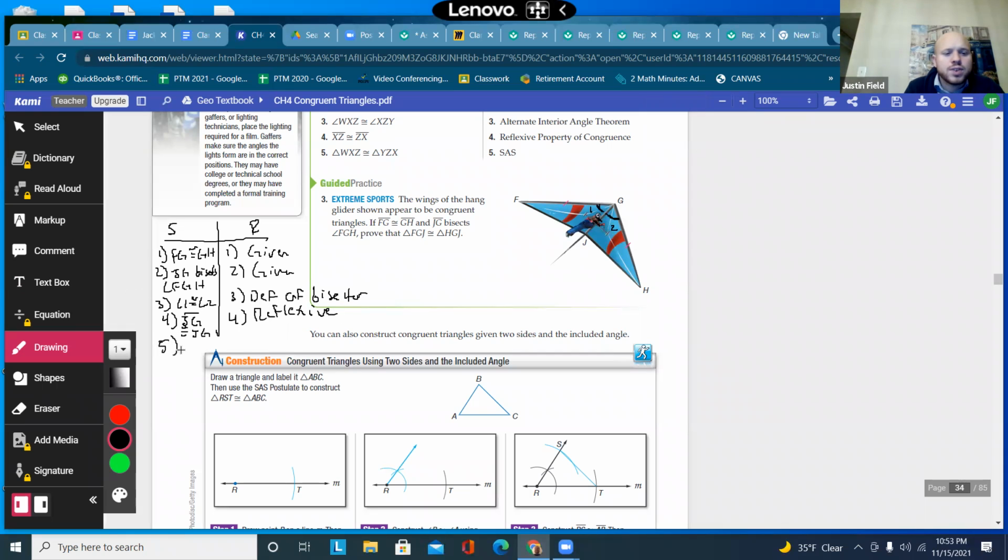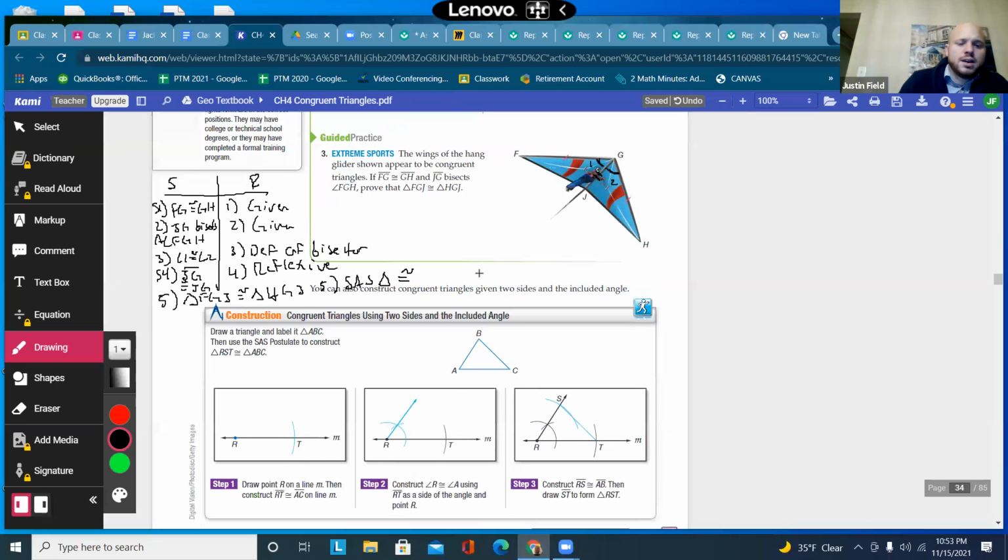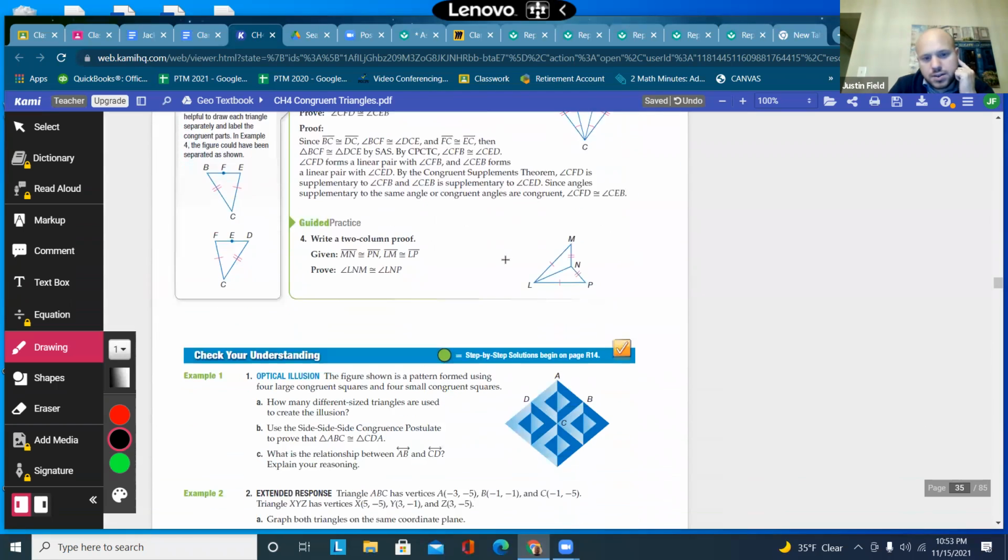And then we've said enough. We've said a side, we've said an angle, and we've said a side. So we can say triangle FGJ is congruent to triangle HGJ. And the reason is side, angle, side, triangle congruence. All right, so that is how that goes.